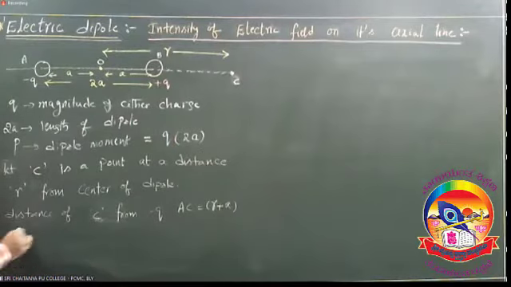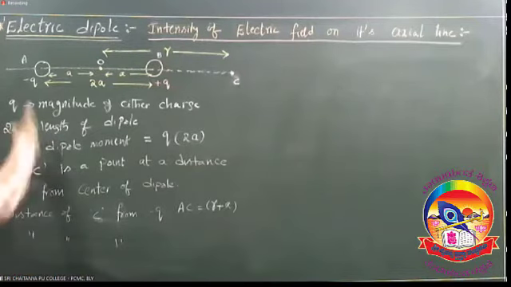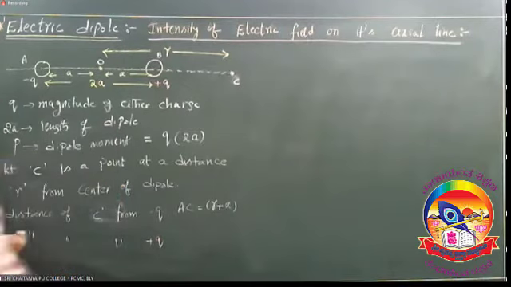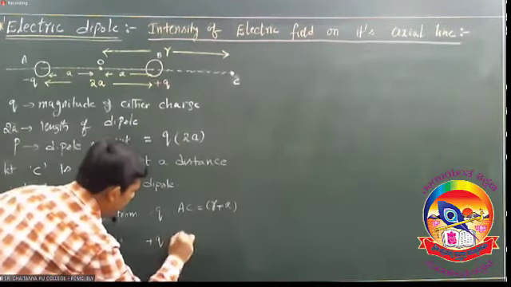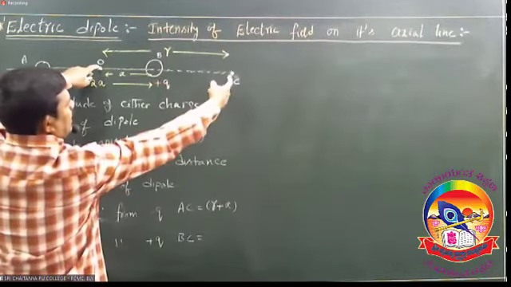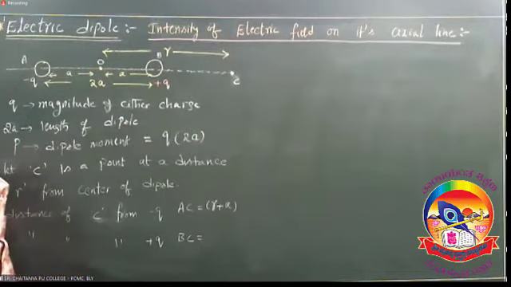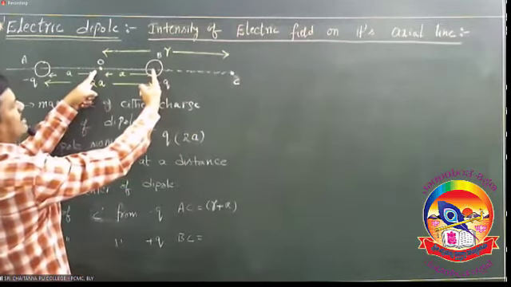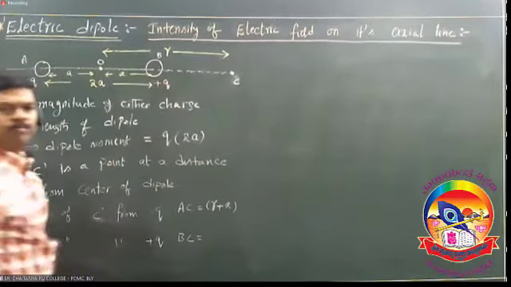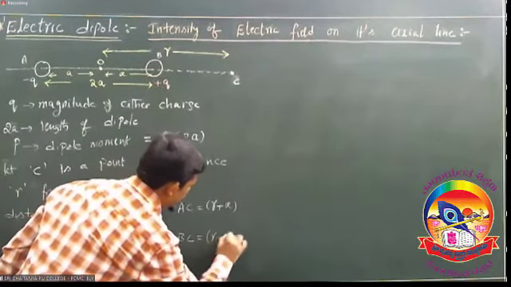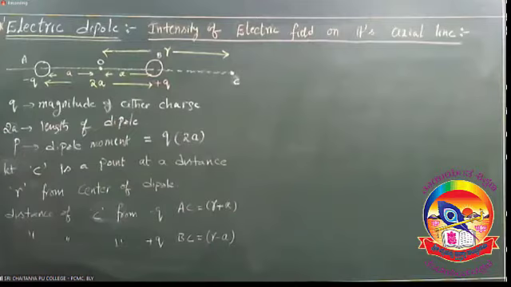Clear? Then the distance of C from the plus Q charge, BC. What is this? See, from here to here, this is R. Okay, I want from here to here. So from R, if I subtract this A, I get BC. Okay, so R minus A. Now I have got the distances.